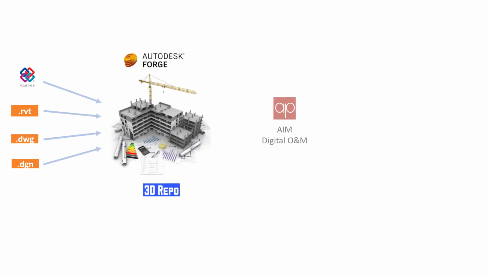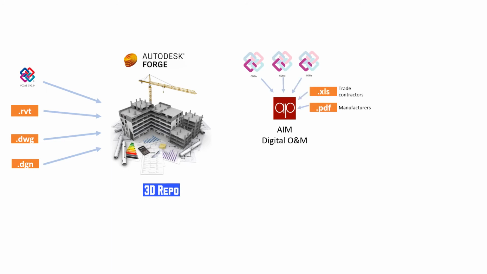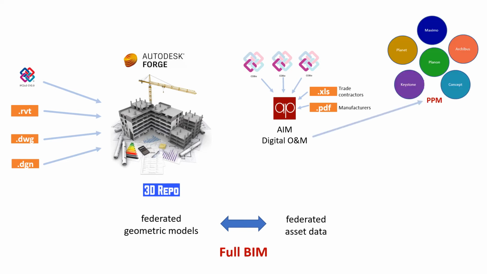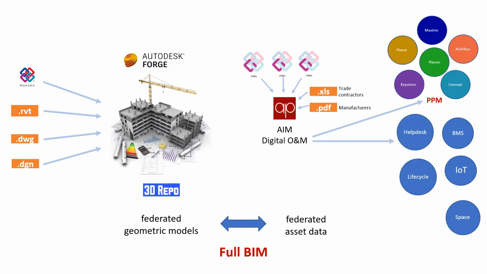We use Forge or 3D Repo to federate the various geometric models and ActivePlan to federate the COBie files from the architectural and MEP models, and then capture the as-built information from contractor schedules. The result is a federated set of asset data we can tie back to the federated geometric model, creating a fully populated and validated BIM model. We can then synchronize with any FM application, not just planned maintenance, but also space, IoT, lifecycle, and also keep the O&M updated.